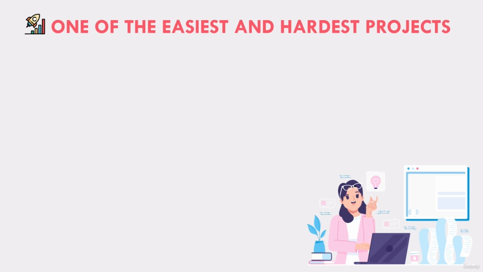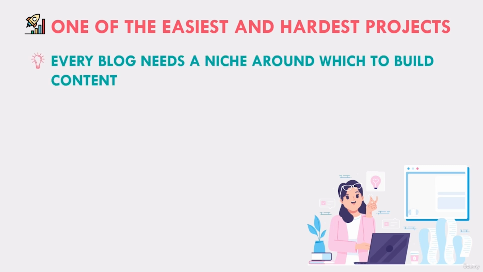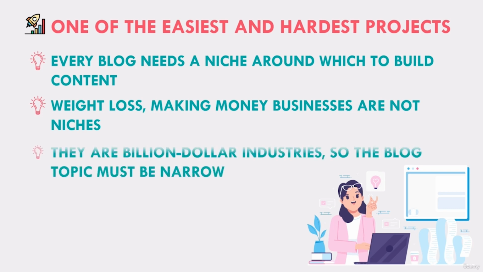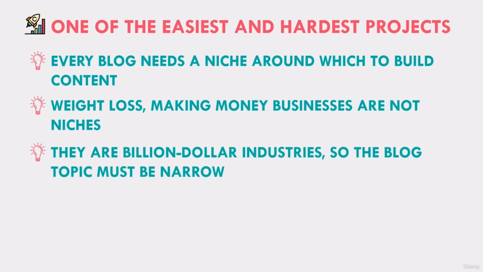So you have to start with some niche around which you can build expert content. And a lot of people think, well, I'm going to get into the weight loss niche, the make money niche, cars or music or something, or beauty. Well, those are not niches. Those are billion-dollar industries. Your blog topic has to be something very narrow inside that big industry.